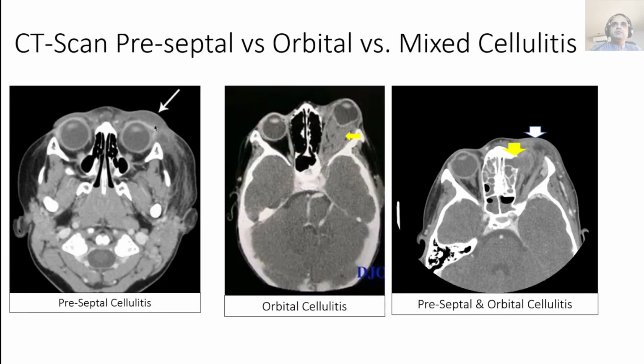A pre-septal cellulitis only involves tissues in front of the orbital septum. Orbital cellulitis is behind the orbital septum, and you can have pre-septal and orbital cellulitis both together as well.